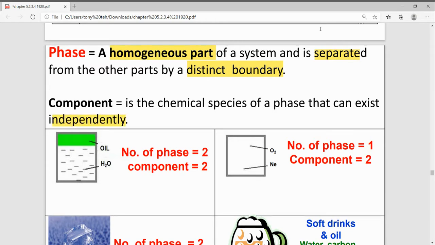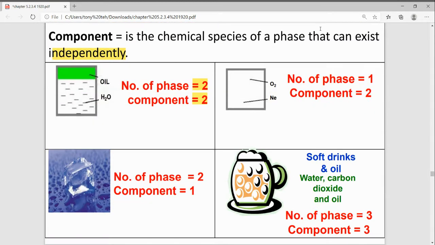Okay, now let us look at oil and water. Oil and water have a distinct boundary, they do not mix. So we have two phases here, and we have chemical species, oil and water, that can exist independently, so we have two components. Then for example, another one, gas. Oxygen gas and neon gas are the same, there is no distinct boundary, so only one phase, but there are two components.